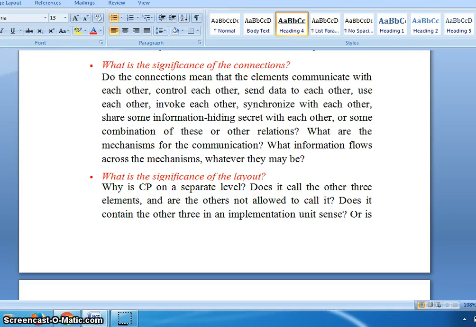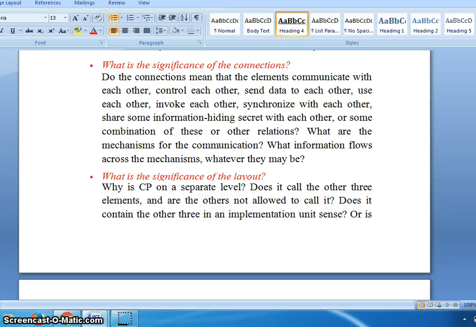Here you can see four components are there, and one component is at a different level, and the other three components are at a different level. Means one at one level and three at a different level. Means the group of elements are at separate levels. And also we cannot define whether the top level control process may call the other three elements, or the others are not allowed to call it.